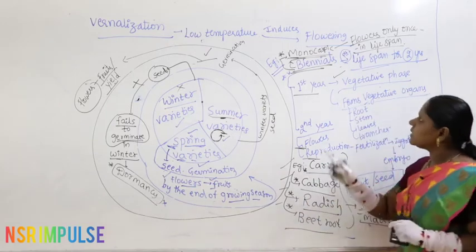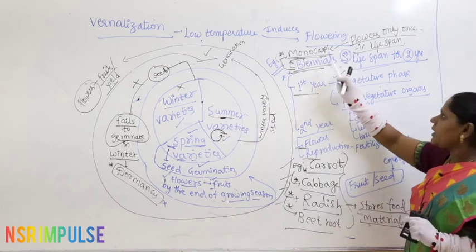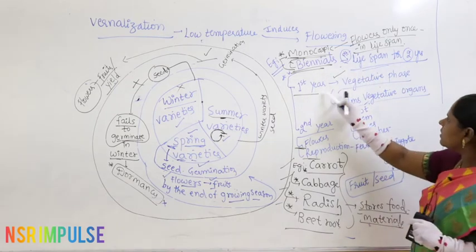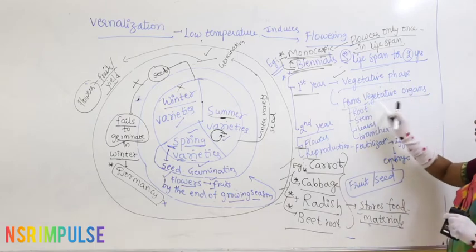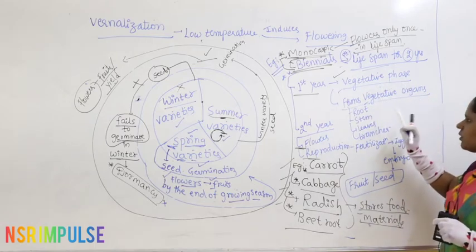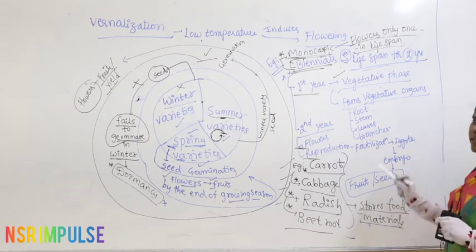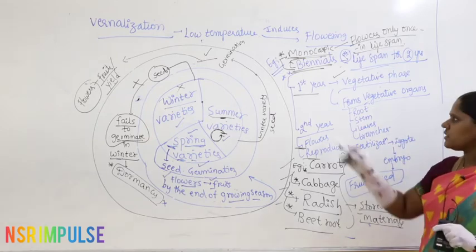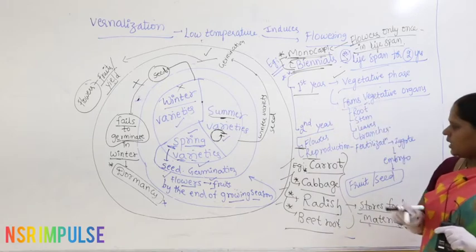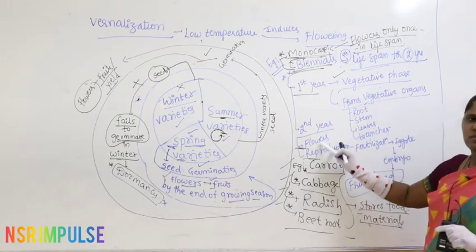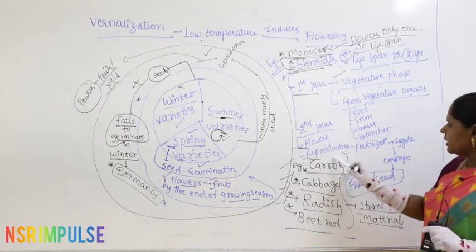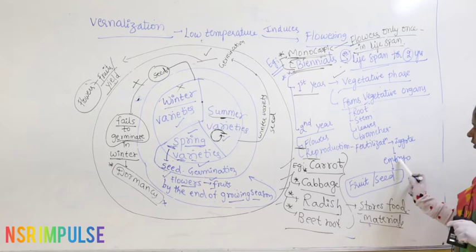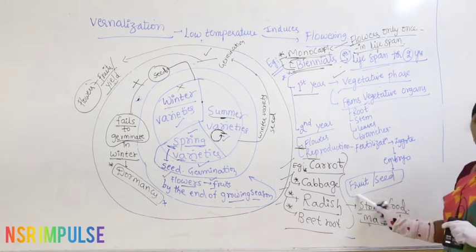Now, another important example is biennials, the plants which show a lifespan of 2 years. In the first year, the vegetative phase, it forms vegetative organs. Which vegetative organs? Roots, stem, leaves and branches are well developed. So, the first year is called the vegetative phase, and the second year it forms the flowers. Flowers undergo reproduction, fertilization takes place, zygote forms, embryo forms, that leads to formation of the fruit and seed.